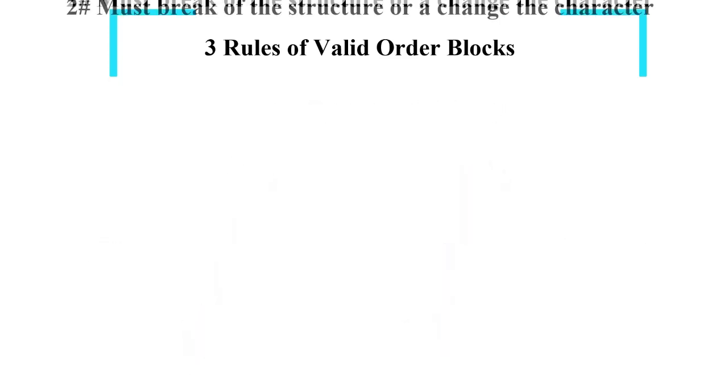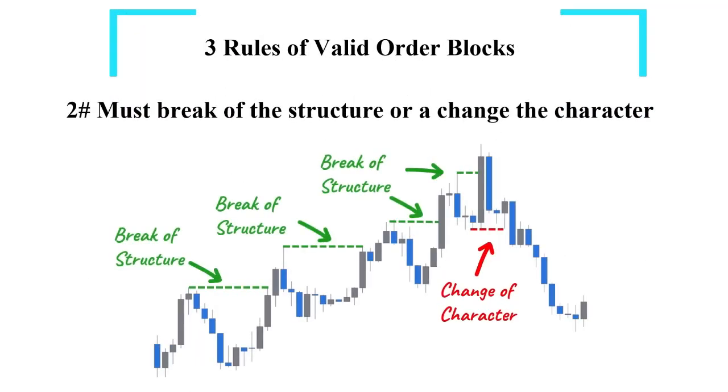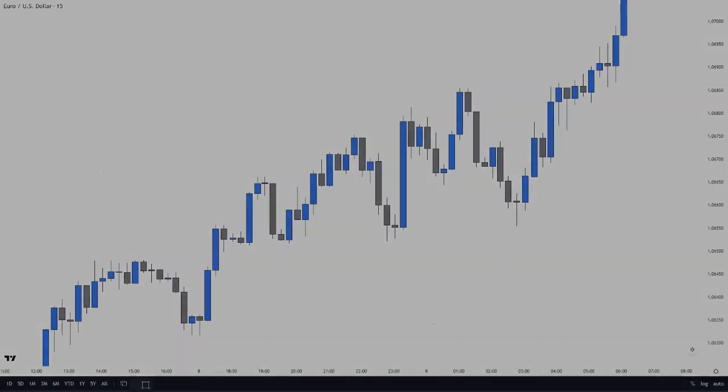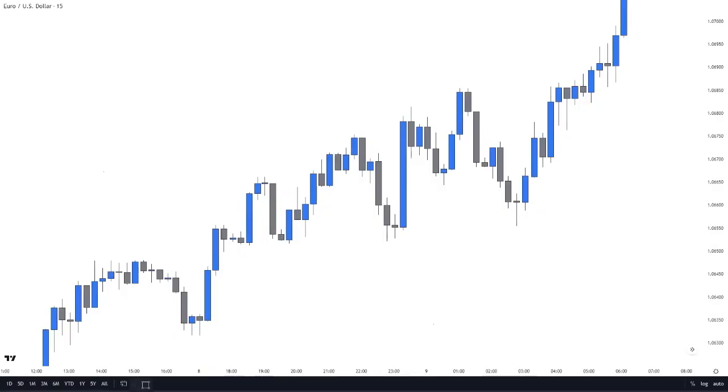Second, it must lead to a break of the structure or a change of character. A break of structure or change of character is the first clue that the market is telling us whether it intends to continue in the same direction or reverse. Third, it must be unmitigated. Order blocks are one-time use, so we only look for trading opportunities when the first time price taps into an order block.